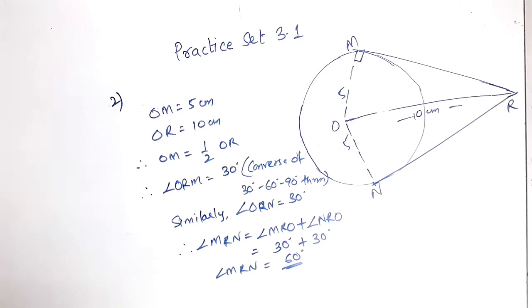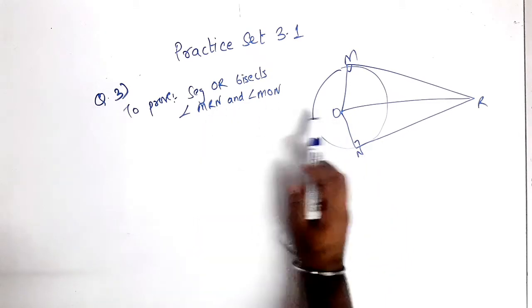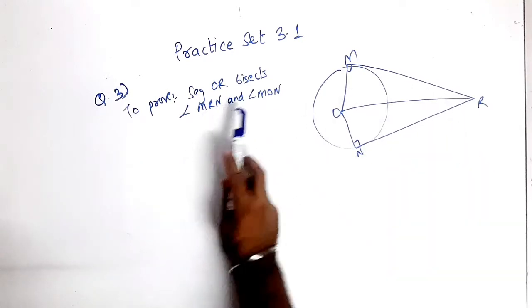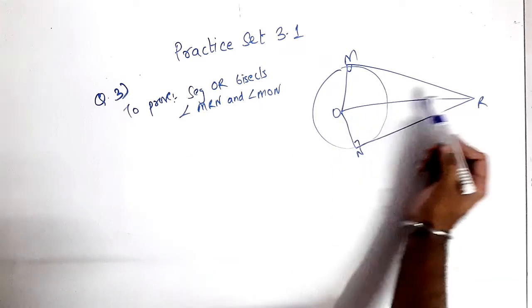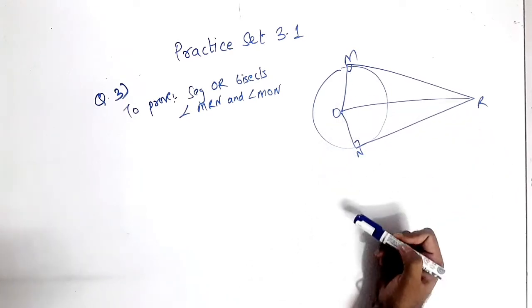Okay, so with this we have done our third sub-question of question 2 also. Moving to question number 3. Coming to question number 3, almost similar diagram is given what we have done in question number 1 and 2. Here we have to show that these two are the tangent segments. We have to show that OR bisects angle MRN and angle MON. Means we have to prove these two angles equal and these two angles equal. Only it simply means that this will become the bisector.